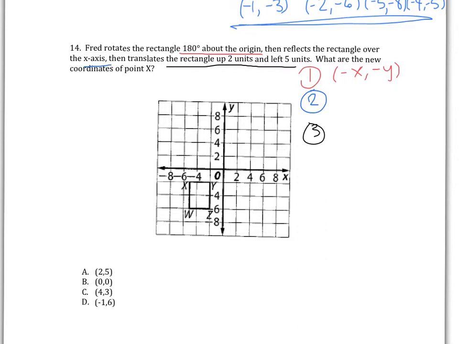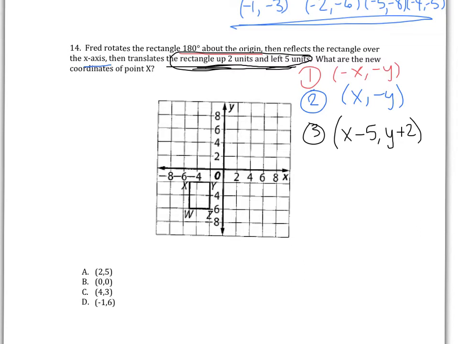Then if we have to reflect over the x-axis, then it would be x, negative y. And then the last thing, if I go 2 units up and 5 units left, it would be x minus 5 because it's 5 units left, and y plus 2 because it's 2 units up. This is going to be tricky for some people because normally it tells you left or right first and then up or down because x comes first. But it doesn't have to go in that order.